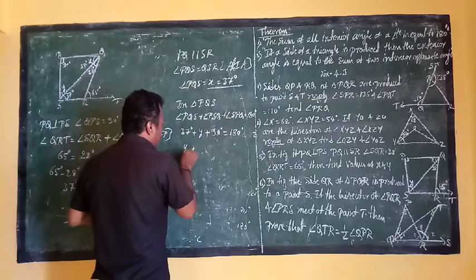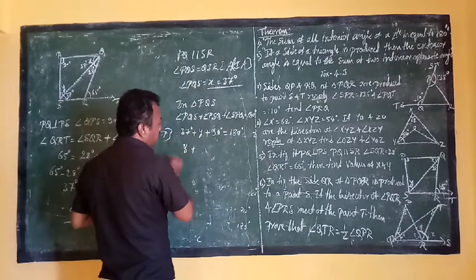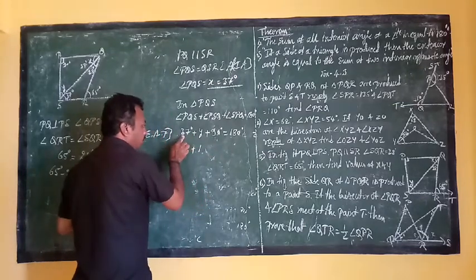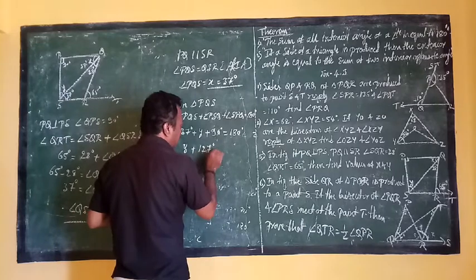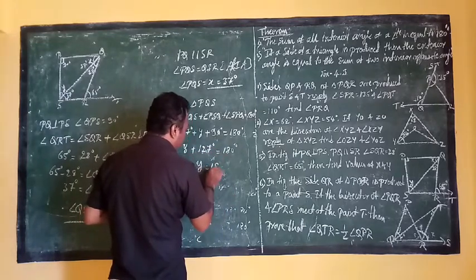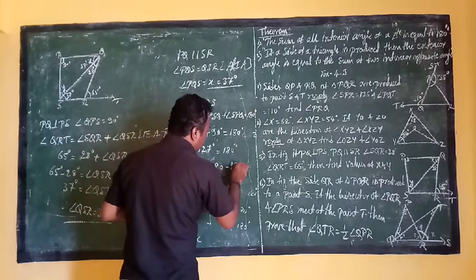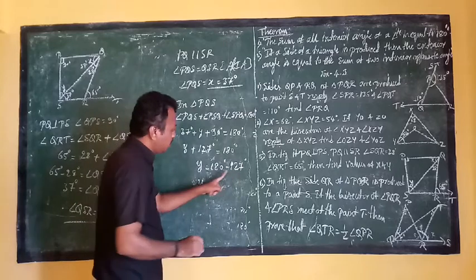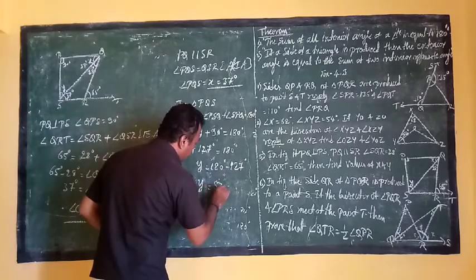So Y plus, so 90 plus 37 is 127. So 127 degrees plus Y is equal to 180 degrees. So remaining Y is equal to 180 minus 127 degrees. So how much? That is 53 degrees.